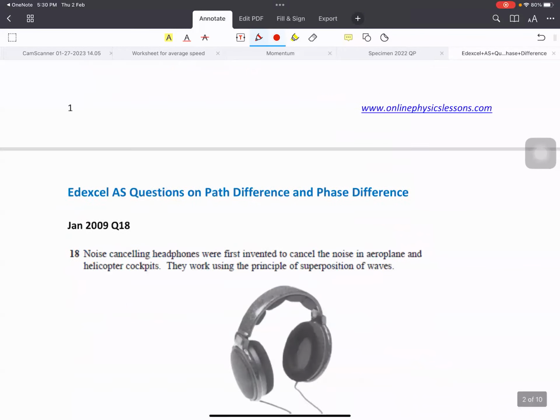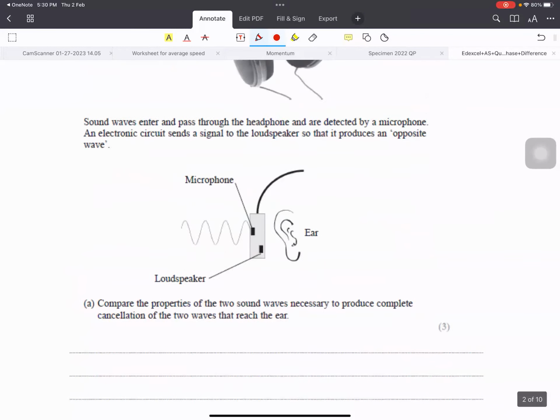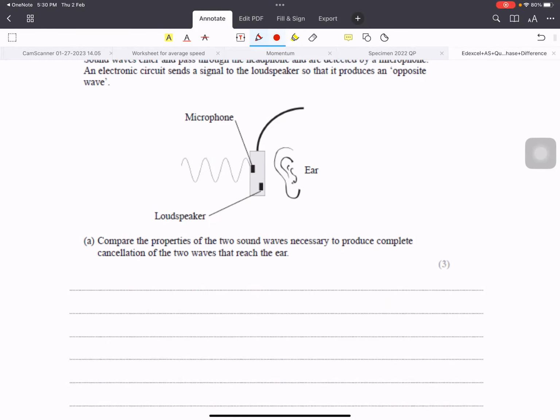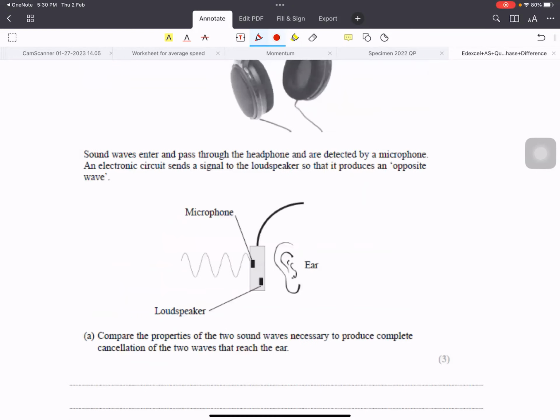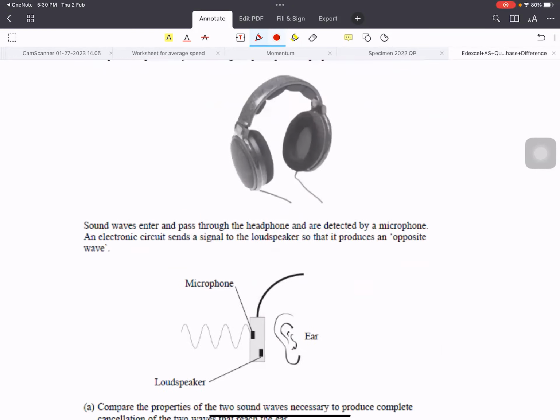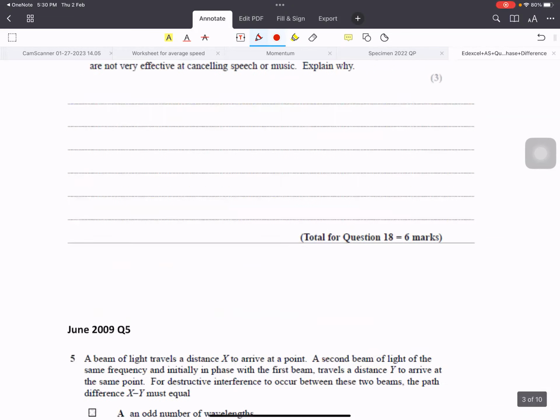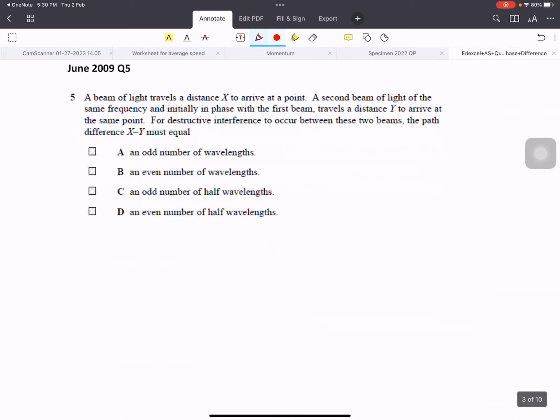So then I just want to do one question. It says compare the properties of two sound waves necessary to produce complete cancellation of two waves that reach a point in air. Okay, so this is for destructive interference. You can do this yourself.